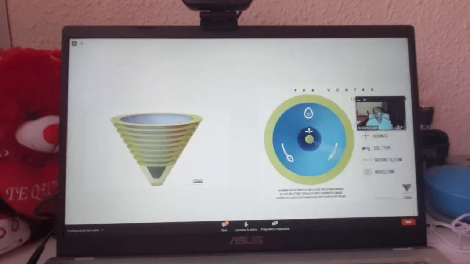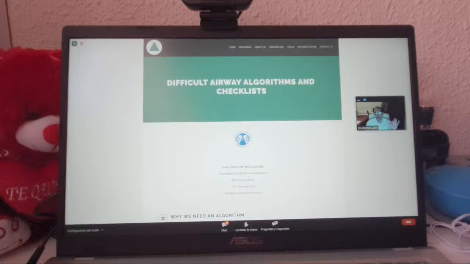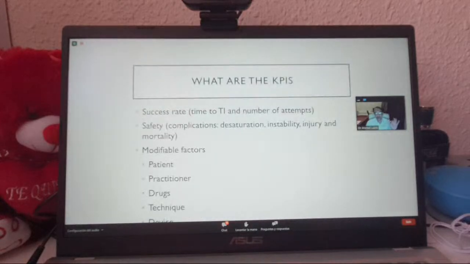You have to stay in the green zone. And this is a simple explanation of that. And it has this fantastic emergency cognitive tool. I advise just go and take a look at that simple intuitive airway management cognitive tool. And they have the checklist.